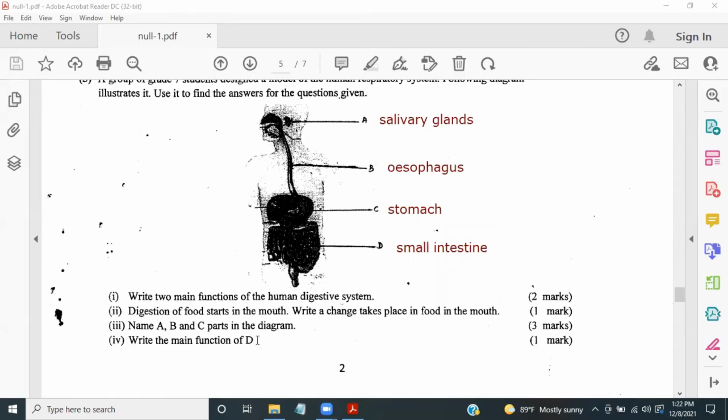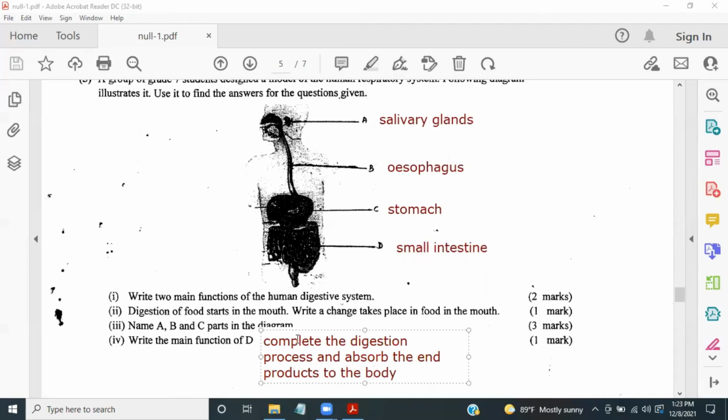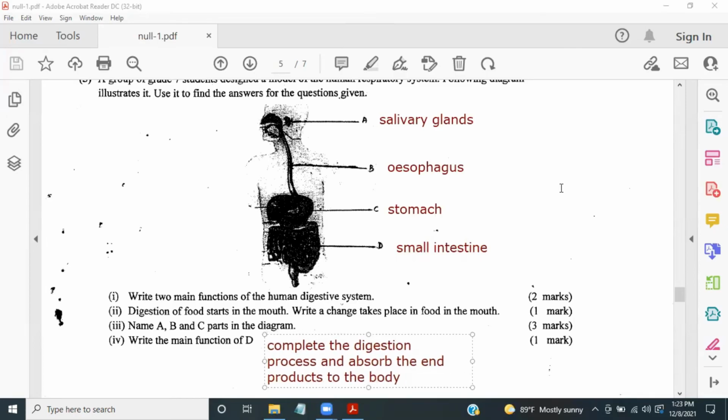Write the main function of D. D is the small intestine. The main function is to complete the digestion process and absorb the end products to the body.